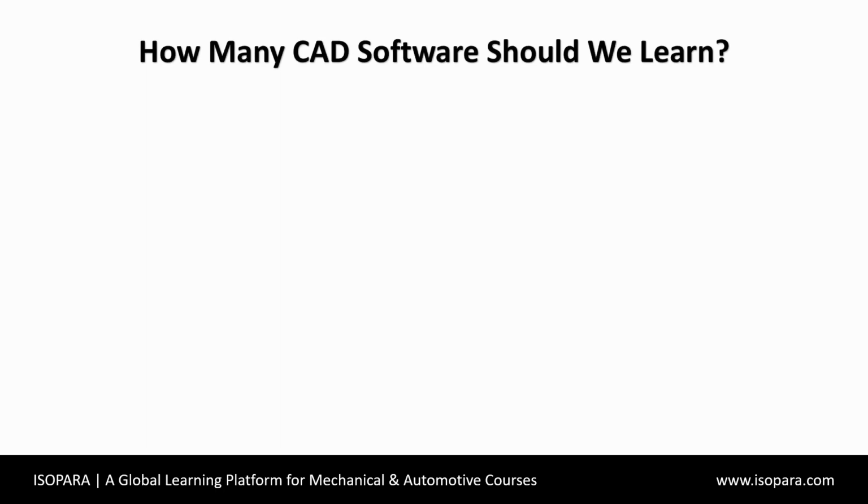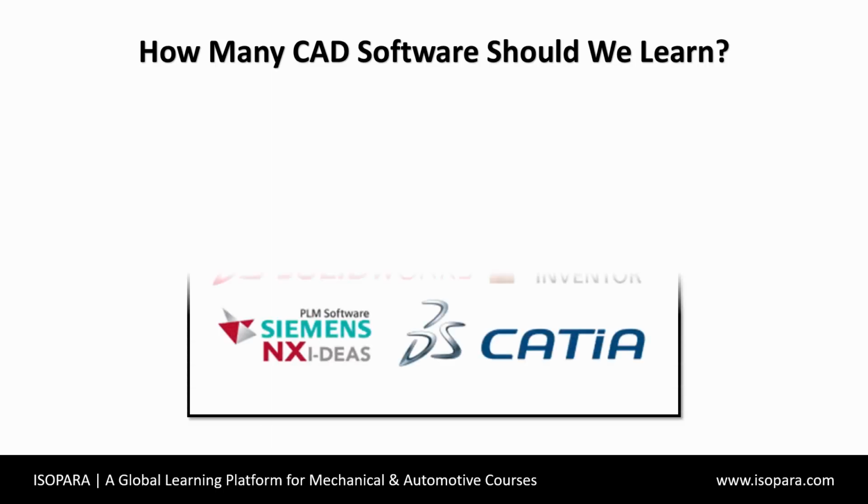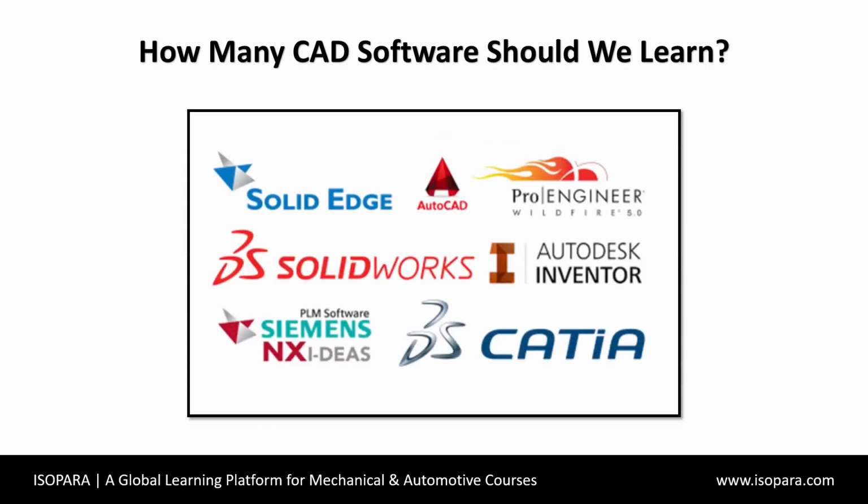Welcome. Today we are going to see how many CAD software we should learn, the difference between a CAD engineer and a design engineer, and steps to choose the right software. Let's begin. We are talking here about CAD software, that is, about CATIA, UGNX, Creo, SolidWorks, AutoCAD, etc.